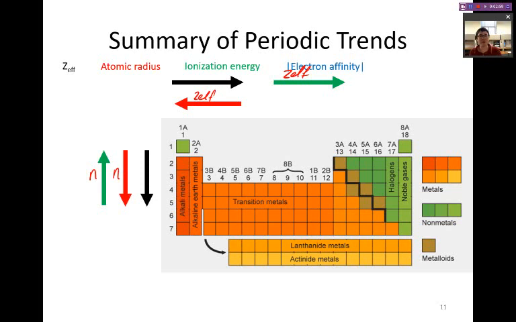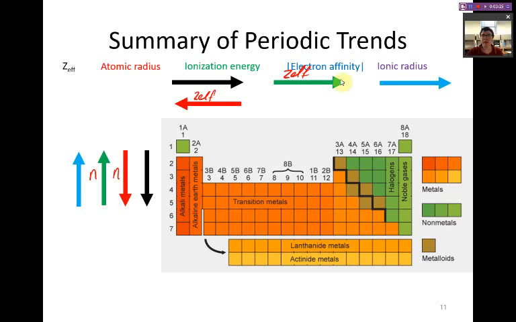Our next trend is looking at electron affinity. And we saw here that the trend isn't quite as good for electron affinity versus the other periodic trends. However, if we take the absolute value, the magnitude of electron affinity, then generally speaking, it increases as we go up a group and we go from left to right across the periodic table.